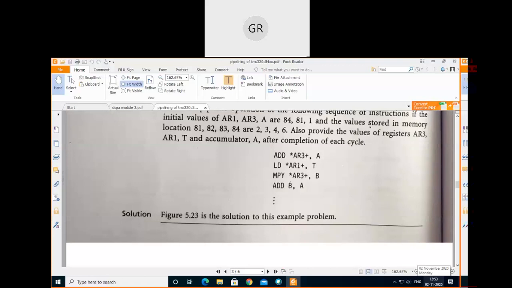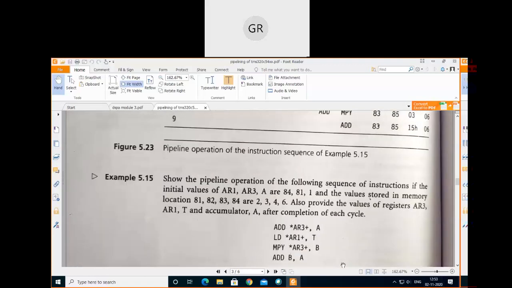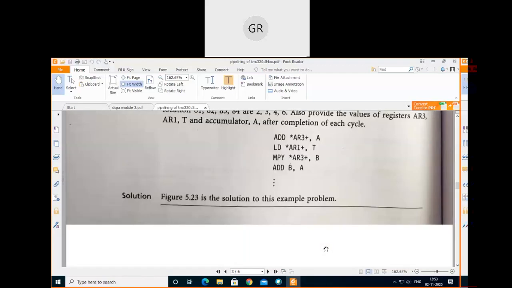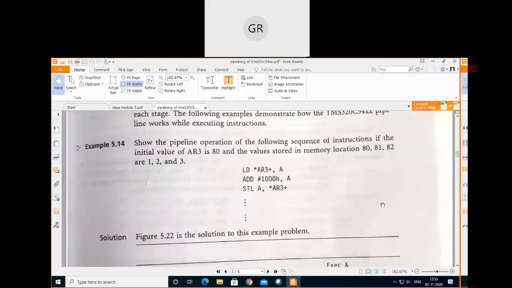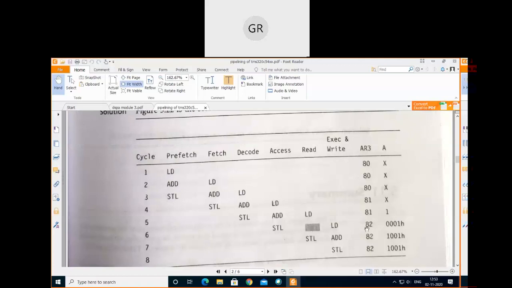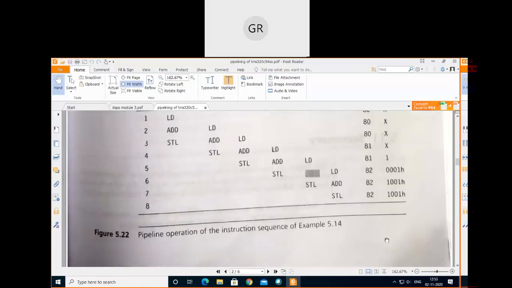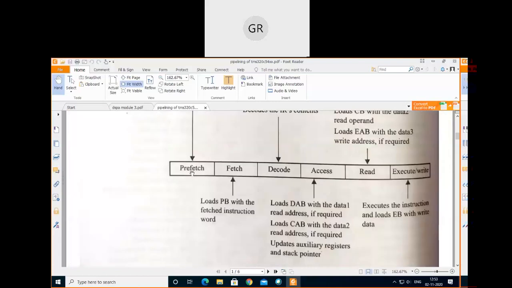So many times they ask this question: the pipeline operation of this code. Okay, it's very important. And this is the pipeline operation of this code. Please practice it: how the data is accessed here, how it changes, how the data is updated. And please go through these stages: prefetch stage, fetch stage, decode, access, read, and execute and write operation. They ask the question.